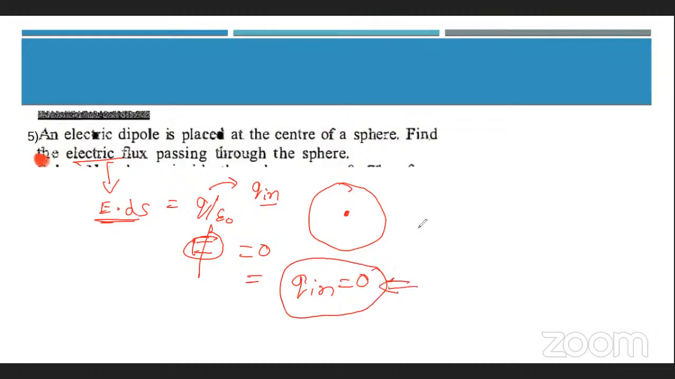We just read that for the sphere condition, the electric field will be KQ by R square at the surface. It will be KQ by R square when the point is outside the sphere, and inside the sphere it will be zero because all the charge will be residing on the surface of the sphere. There's no charge inside this. That's why it is equal to zero. The electric field is also equal to zero.